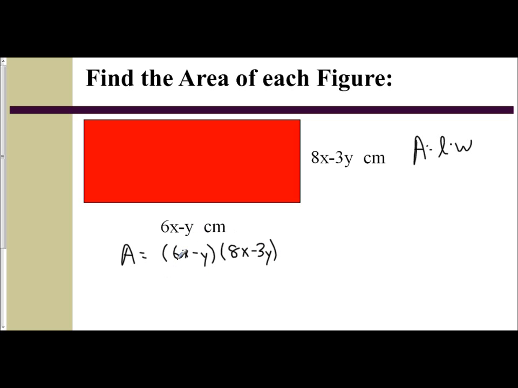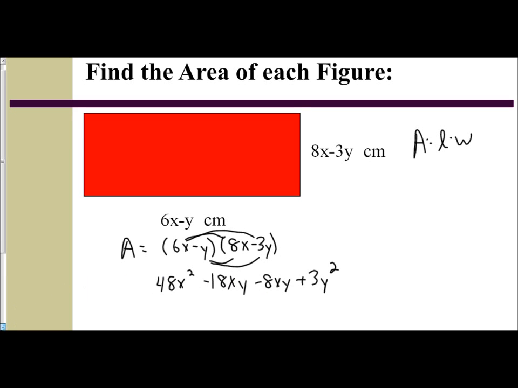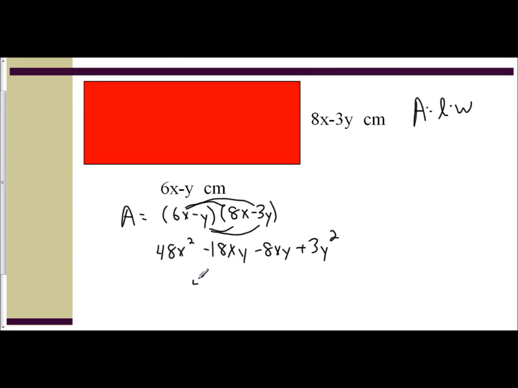We're going to distribute here. 6x times 8x is 48x squared. 6x times negative 3y is negative 18xy. Negative y times 8x is negative 8xy. And negative y times negative 3y is positive 3y squared. And so you get 48x squared minus 26xy plus 3y squared when you combine my terms. And that is the expression of the area written as a polynomial.